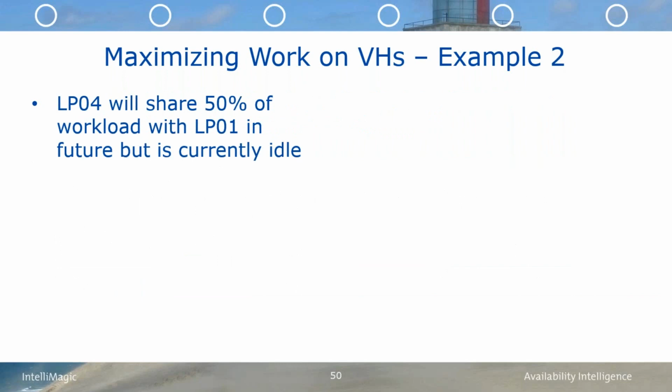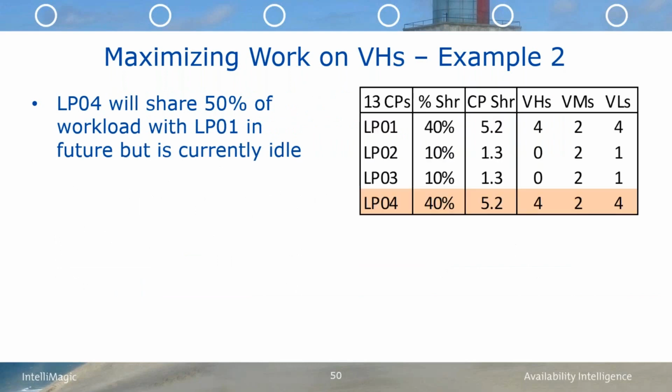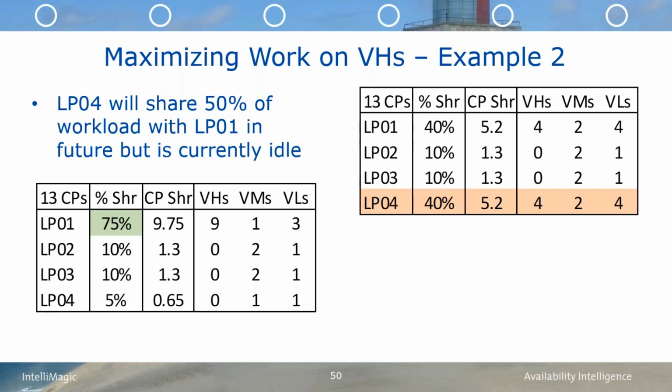In this example, planning for a configuration change was underway, a change to split the primary production workload across 2 systems. So to prepare for this change, which would go live in a few months, a new LPAR was defined and activated, LP04. Now the opportunity here is that the entire production workload was still executing on LP01, which now only had access to 4 vertical highs, so that a sizable workload was executing on vertical mediums and vertical lows.